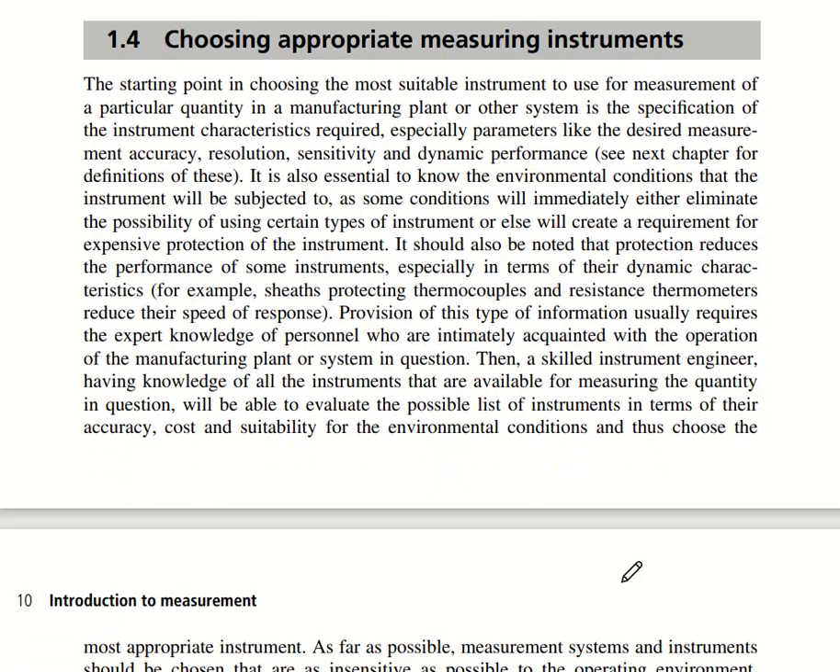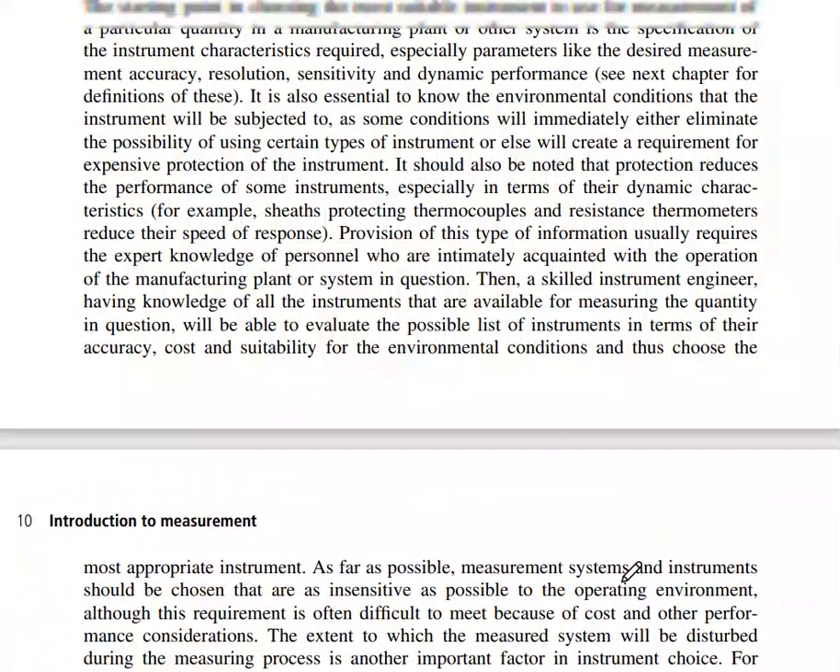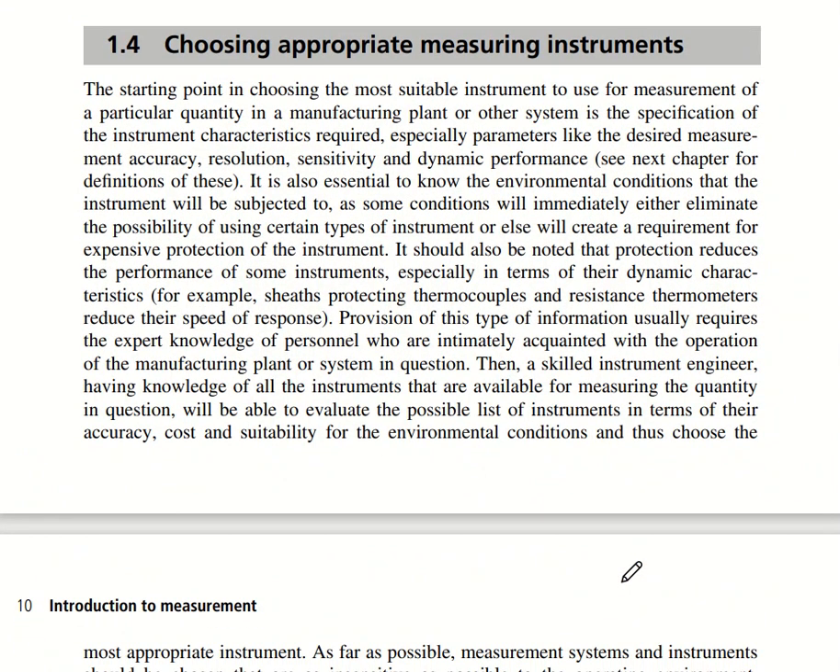Now let's discuss the final topic of today, the way to select the appropriate measuring instruments. How do we do it? The starting point of picking the right instrument to use for measurement of a particular quantity in a manufacturing plant or other system is the specification of the instrument characteristics required. What do you see first? Specifications of the instrument characteristics required, especially parameters like the desired measurement accuracy, resolution, sensitivity, dynamic performance, precision, all that. And we are going to learn that as well.